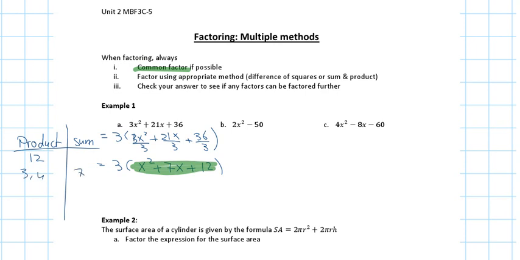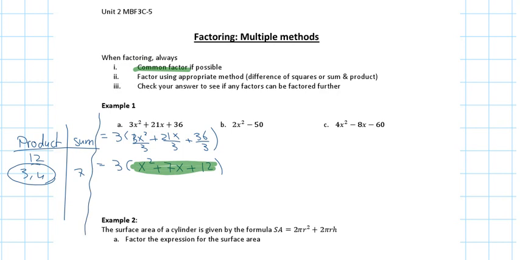Do I have to list all the other ones? No, I can stop, right? I already found my factors. I don't need to keep listing, right? The other ones would be 2 and 6, 12 and 1. They don't add to 7. Now, if they don't add to 7, then you have to list the other ones. Okay? Good. So that means my factors are 3 and 4.